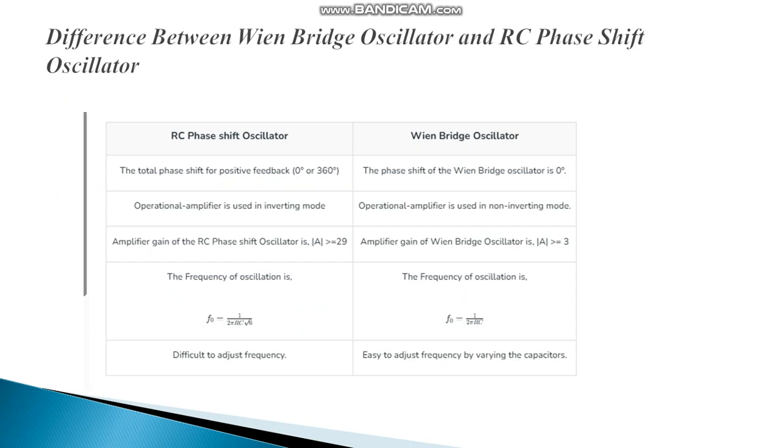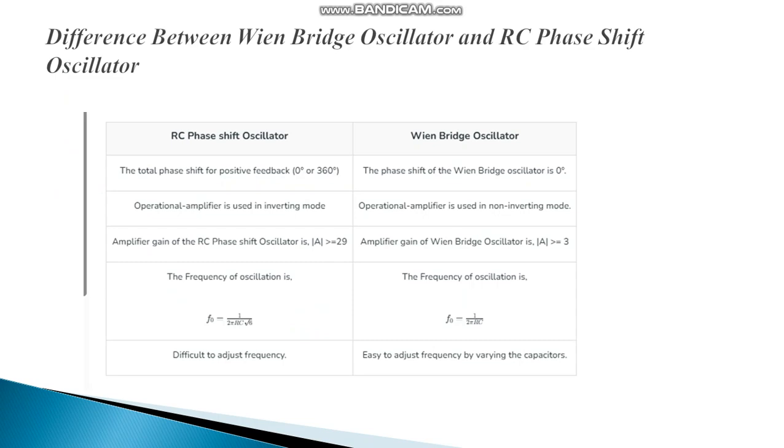Let us see the difference between the Wien bridge oscillator and the RC phase shift oscillator. In the RC phase shift oscillator, the total phase shift for the positive feedback is 0 or 360 degrees. In the Wien bridge oscillator, the total phase shift is 0 degrees. Here the operational amplifier is used in the inverting mode. In the Wien bridge, the operational amplifier is used in the non-inverting mode.